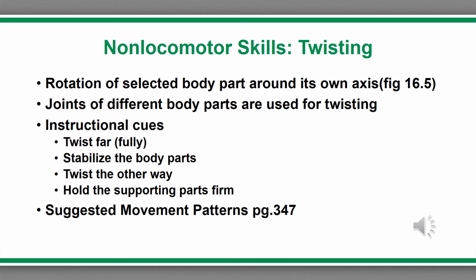Twisting is rotating a selected body part, not the whole body, around its own long axis. There's a picture in your book showing the girl twisting. Joints of different body parts are used for twisting, okay? Your spine, neck, shoulders, hips, ankles, wrists, okay? And they give you some suggested movement patterns on page 347, 1 through 14.